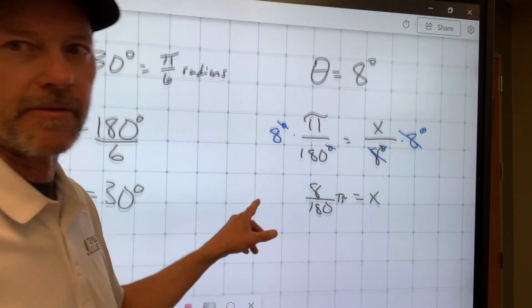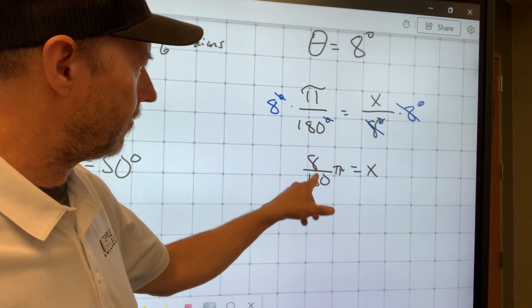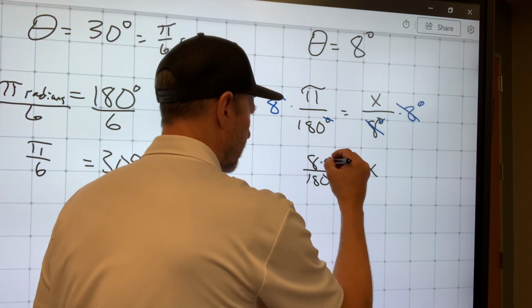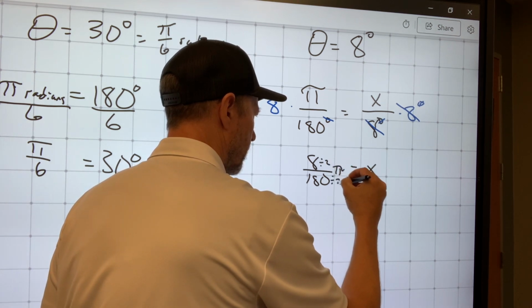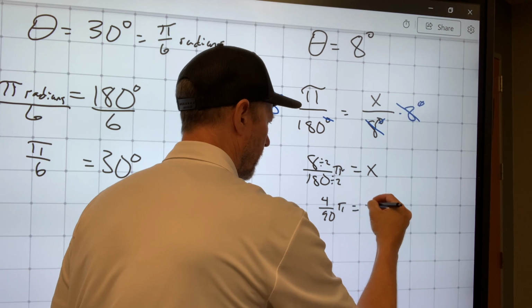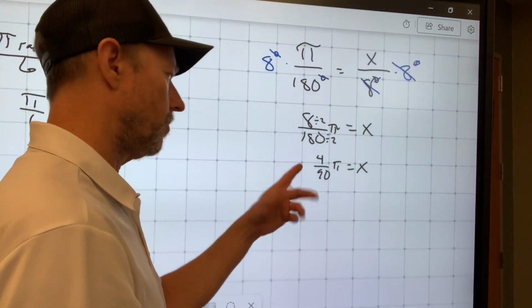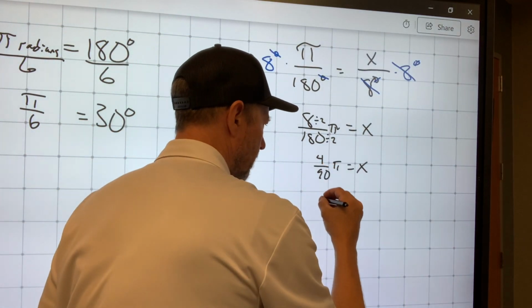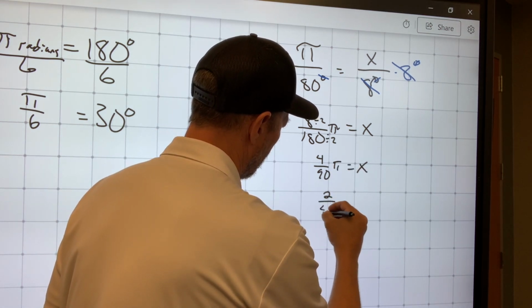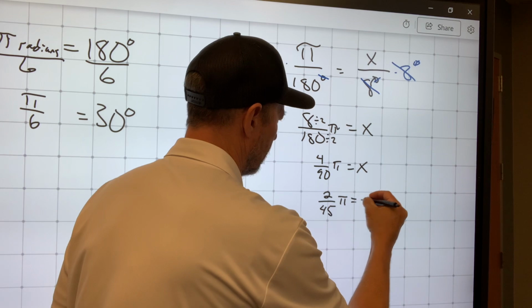And you know, I can simplify this clearly. 2 will go into both of these, so let's divide by 2 first, just to make it nice and easy. So that'll be 4 over 90 pi is equal to x. And then 2 will go into both of those. And so I get 2 over 45 pi is equal to x.